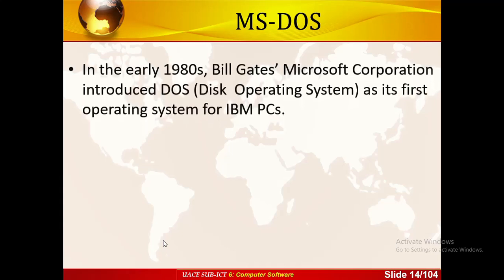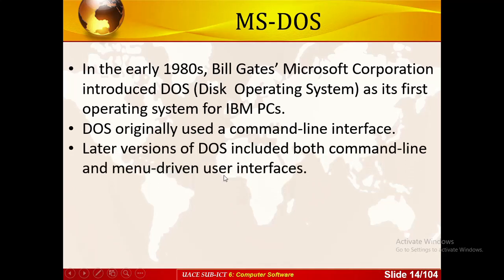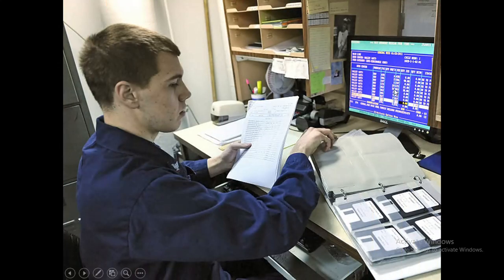When we are talking about the Microsoft operating system, in the early 1980s, Bill Gates' Microsoft Corporation introduced DOS as its first operating system for IBM computers or PCs. DOS originally used a command line interface, as you can look at it. Later versions of DOS include both command line and even user interfaces. DOS is rarely used because it doesn't offer a graphical user interface and cannot take full advantage of modern computer processors. And this is the sample of the interface of MS-DOS, this operating system.